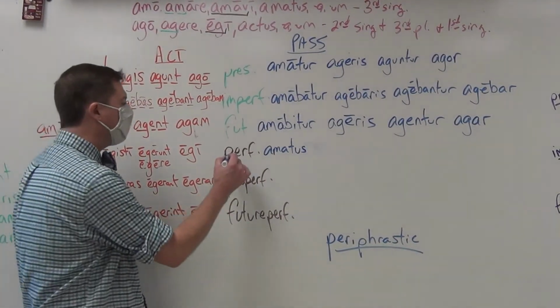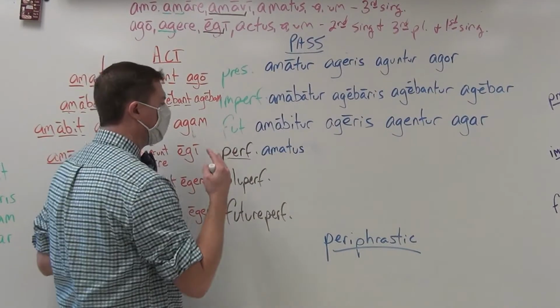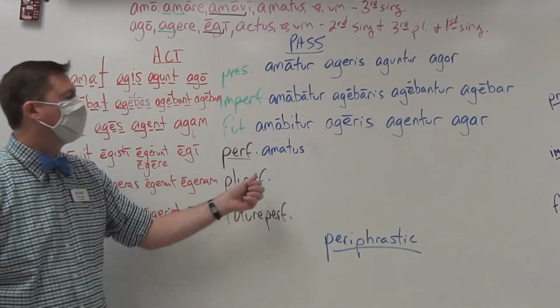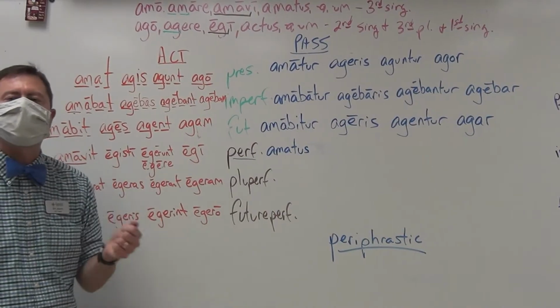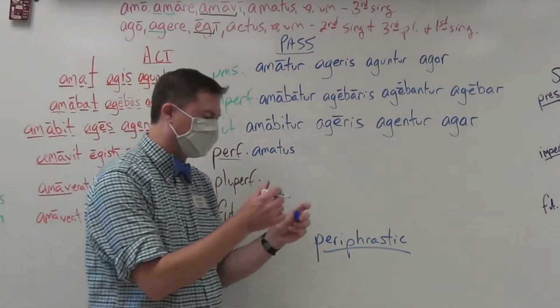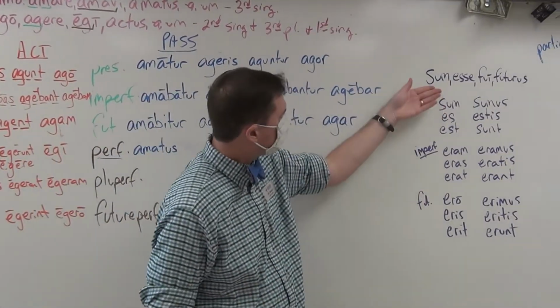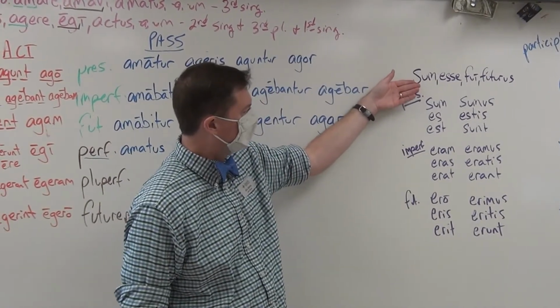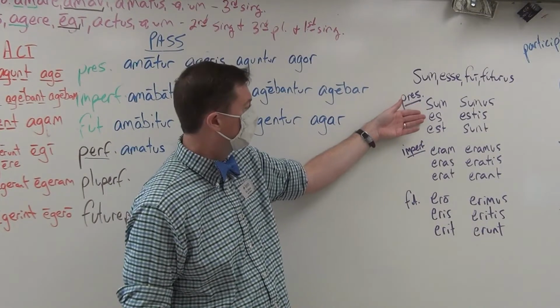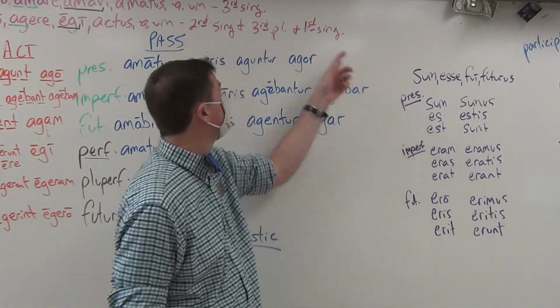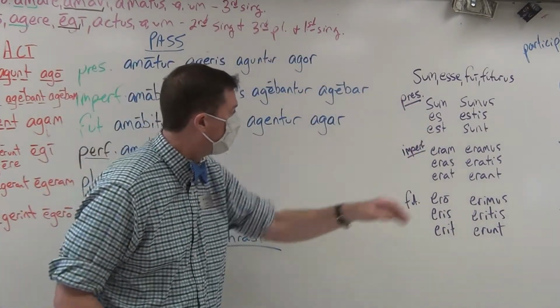Now, to make a perfect passive verb, you take the perfect passive participle and you pair with it a present of the verb to be. Now, over here is the verb to be, sum, esse, fui, futurus. And so if I wanted first person singular, I'd use sum. Second person, I'd use es. But we want third person singular, and thus we're going to add an est.